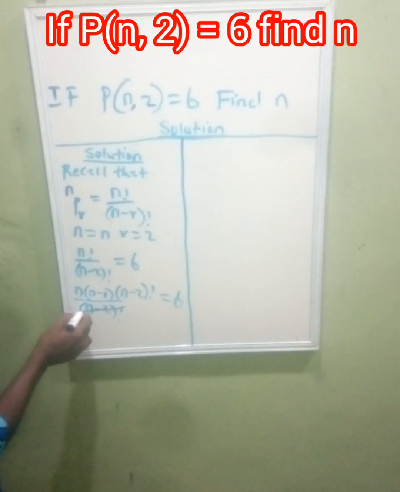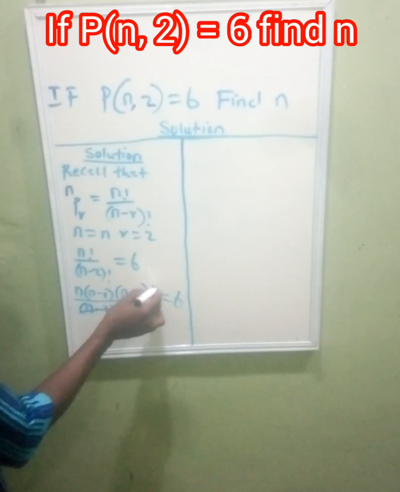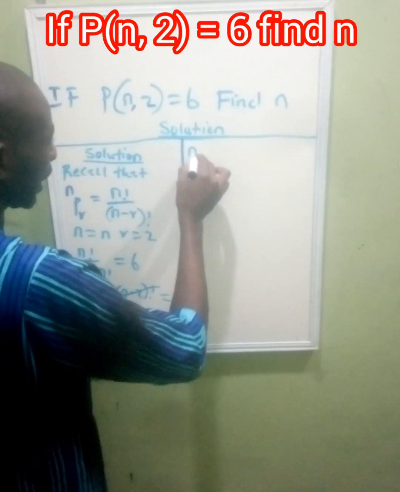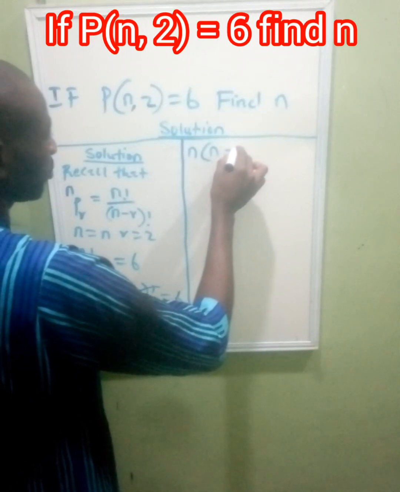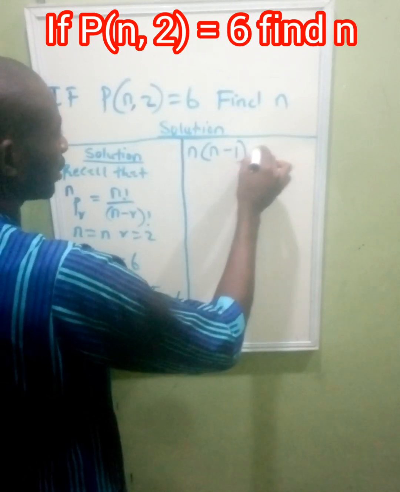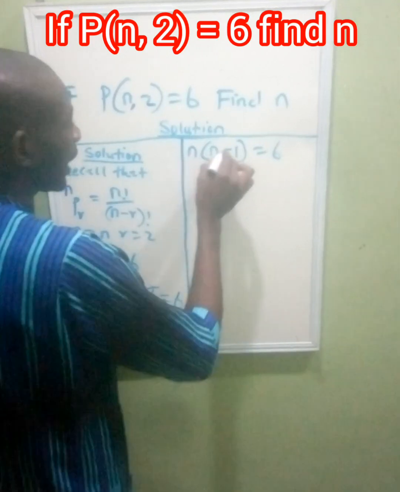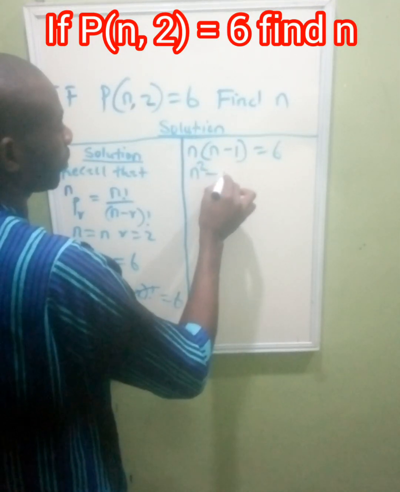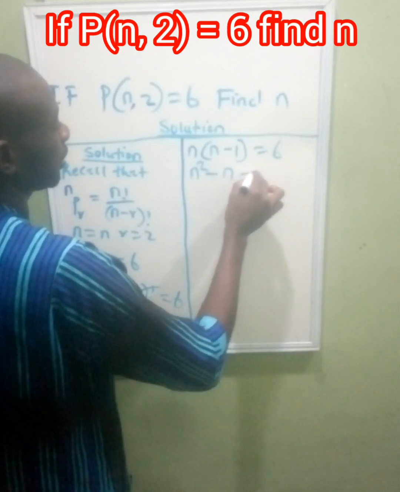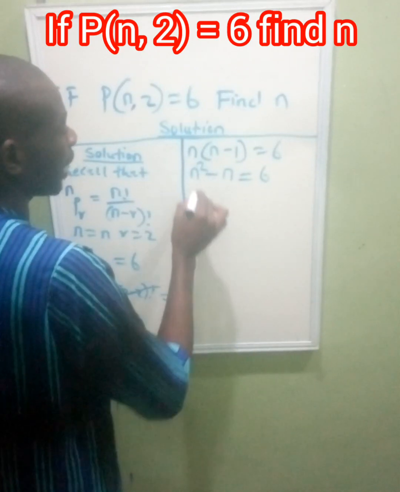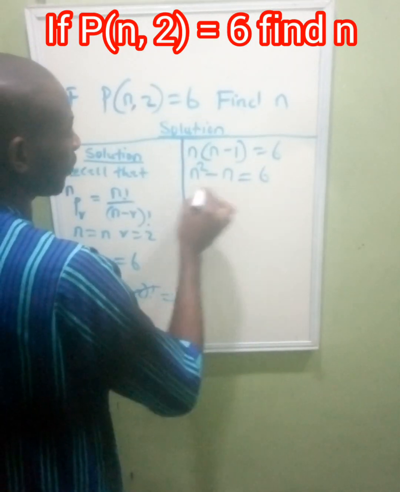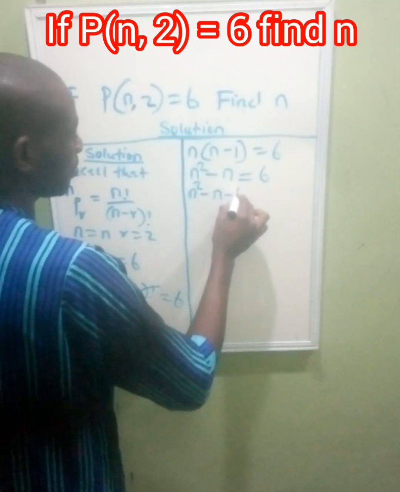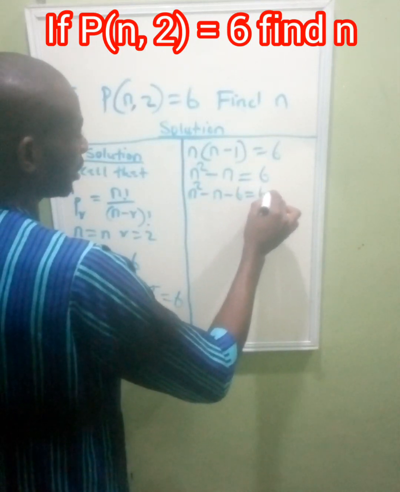So at this point, the (n minus 2) factorial cancels with the (n minus 2) factorial. We are left with n times (n minus 1) is equal to 6. So n times n will give us n squared, and n times minus 1 will give us minus n, is equal to 6. At this point, we subtract 6 from both sides. We now say n squared minus n minus 6 is equal to 6 minus 6.